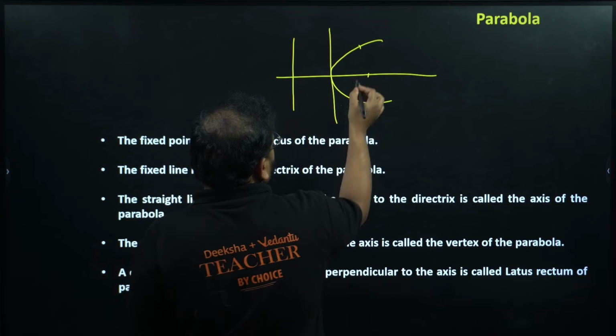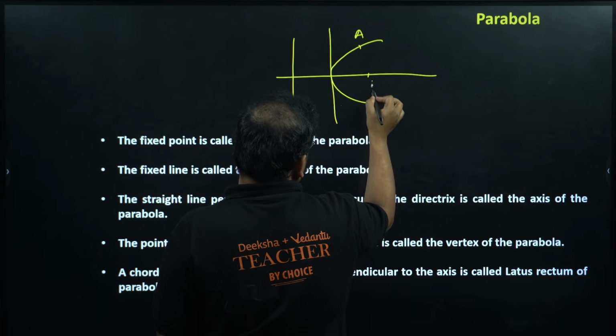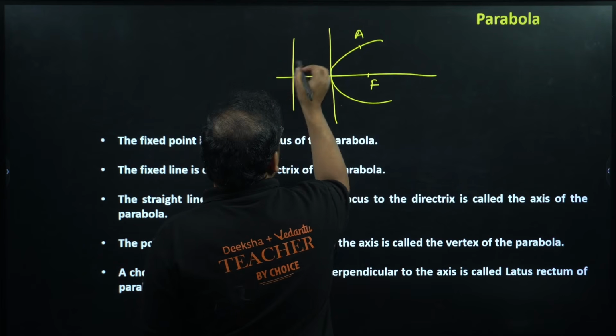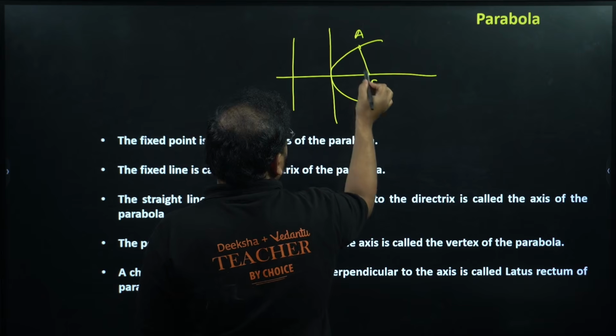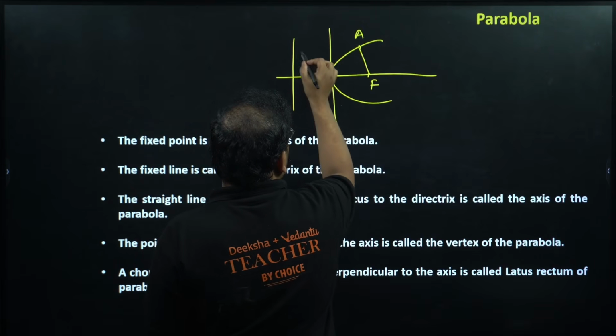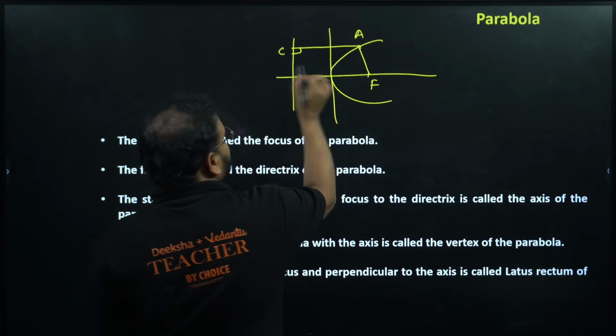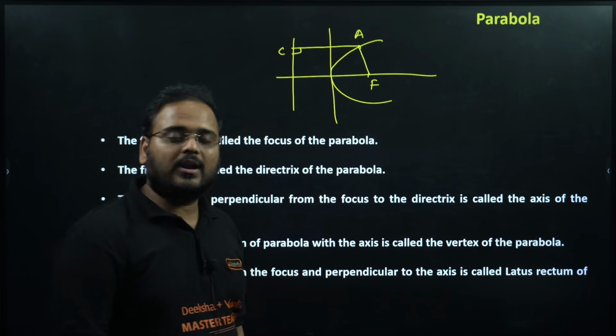Okay. So if I take this to be point A and this to be, let's say, point F, then distance AF will always be equal to this distance. Let's call this C. So AF and AC will always be equal. What is this called?